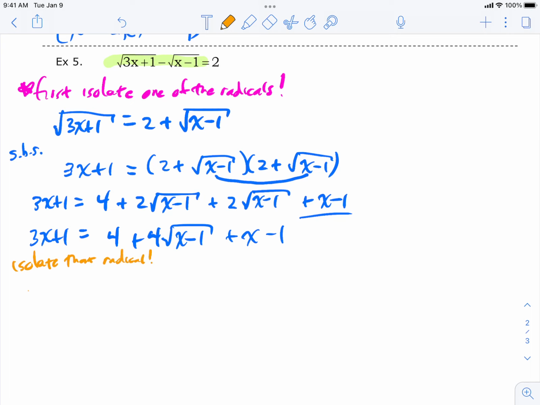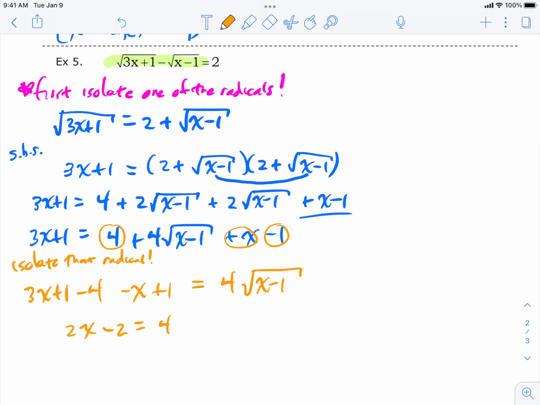So I'm going to have this 3x plus 1 over here, and now I'm going to subtract 4 on both sides, and I'm going to subtract x on both sides, and I'm going to add 1 on both sides, and it will leave me with this. So 3x minus x is 2x. 1 minus 4 plus 1 is a minus 2. Equals 4 radical x minus 1.